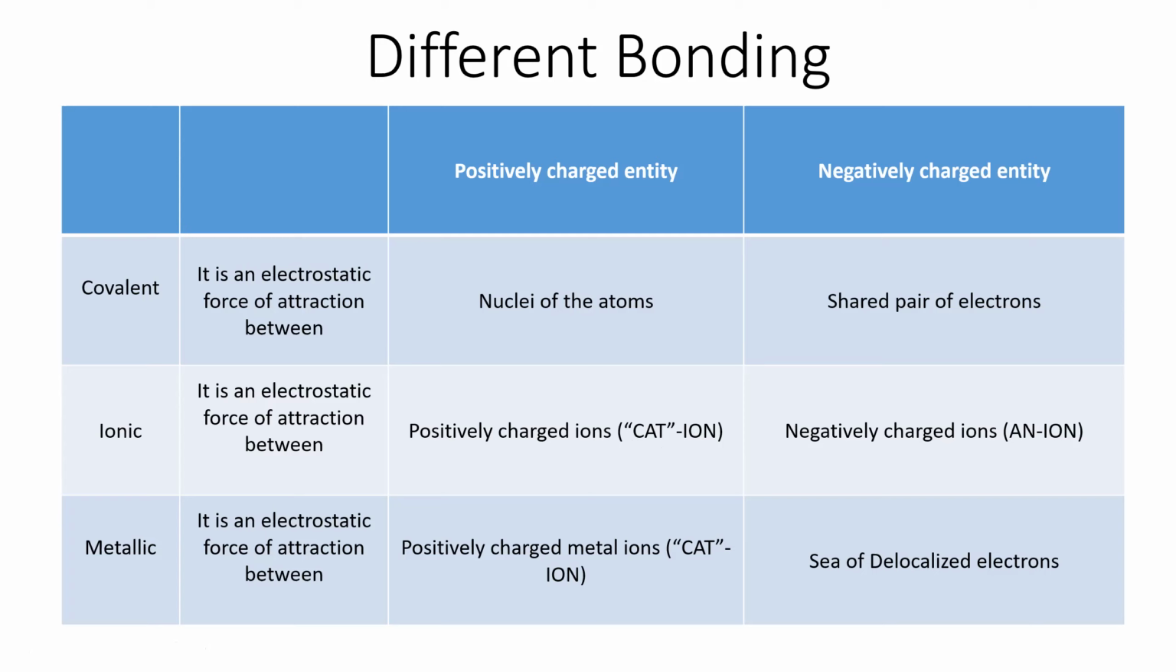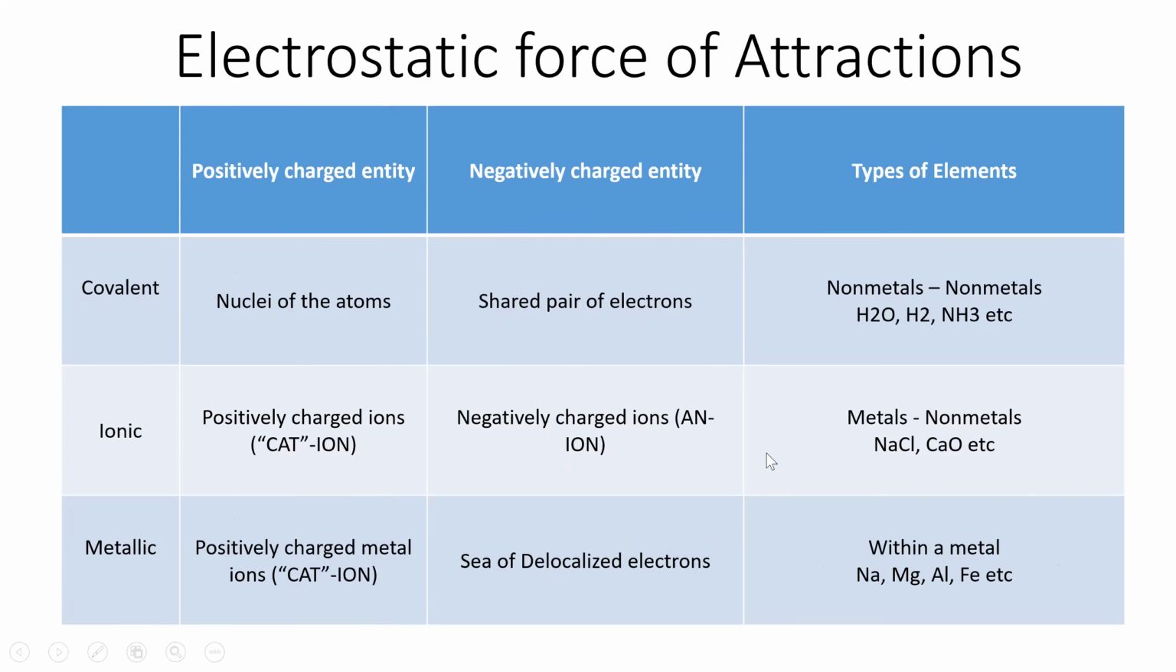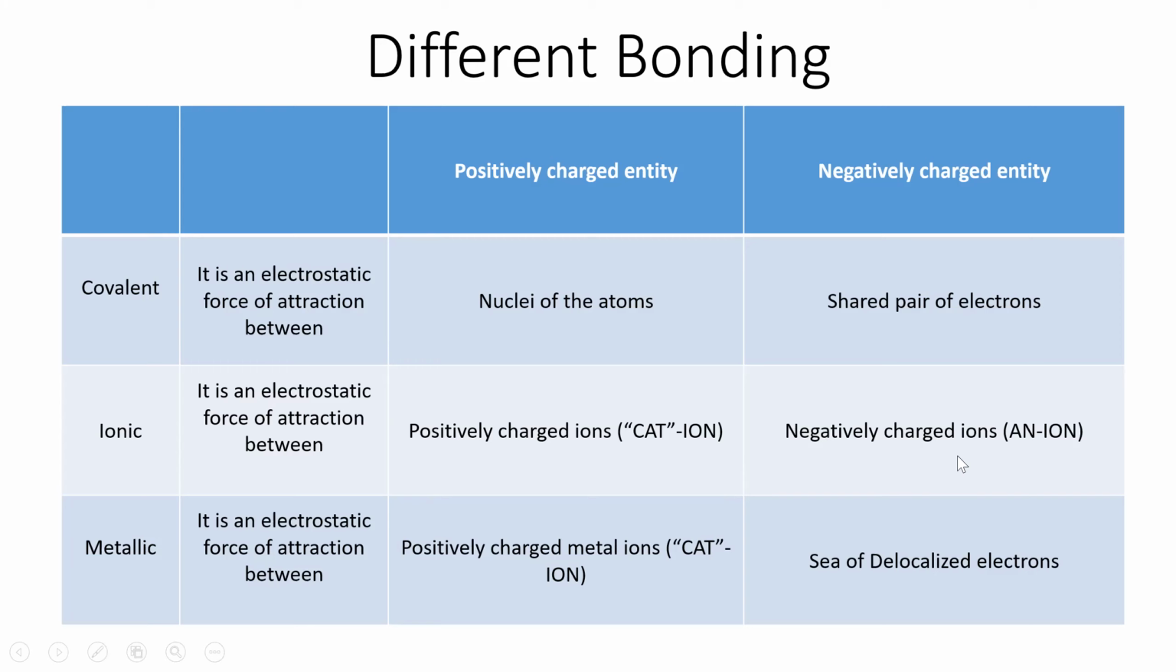Okay, very good job. So ionic bonding is an electrostatic force of attraction between positively charged ions and negatively charged ions, that is, anion and cation.